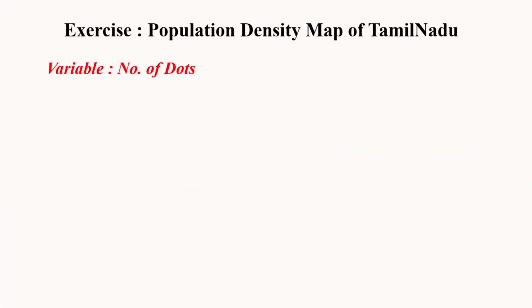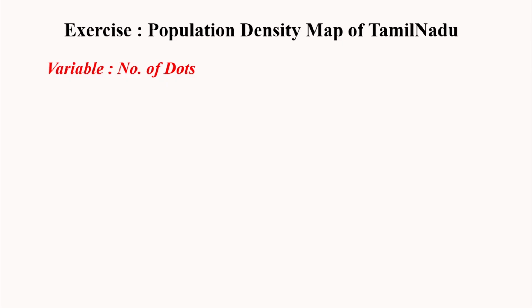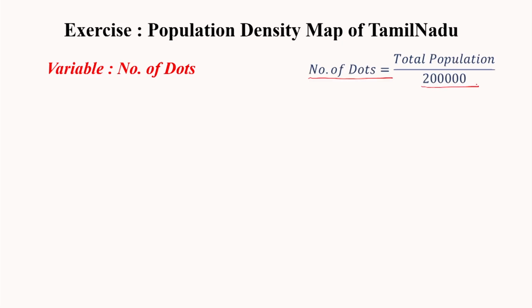So, to create the Tamil Nadu population density map, I have already told you, we have filtered out the Tamil Nadu population from the 2011 census data. Now, what variables do we need, what calculations do we have to do? First thing is we have to calculate the number of dots, right. So, for the number of dots, let us say in our case we are keeping it to 2 lakhs. So, that means each dot will represent 2 lakh people. So, one dot represents 2 lakh people.